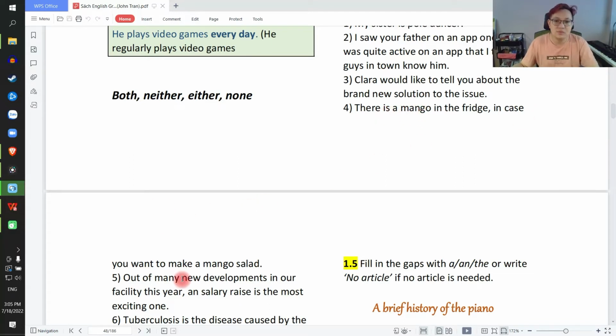Trong trường hợp anh chị muốn làm một cái đĩa salad xoài. Want to make a mango salad. So mango salad is first time, so use an. And also an also means number one. So in case you want to make one mango salad, you can use an here.